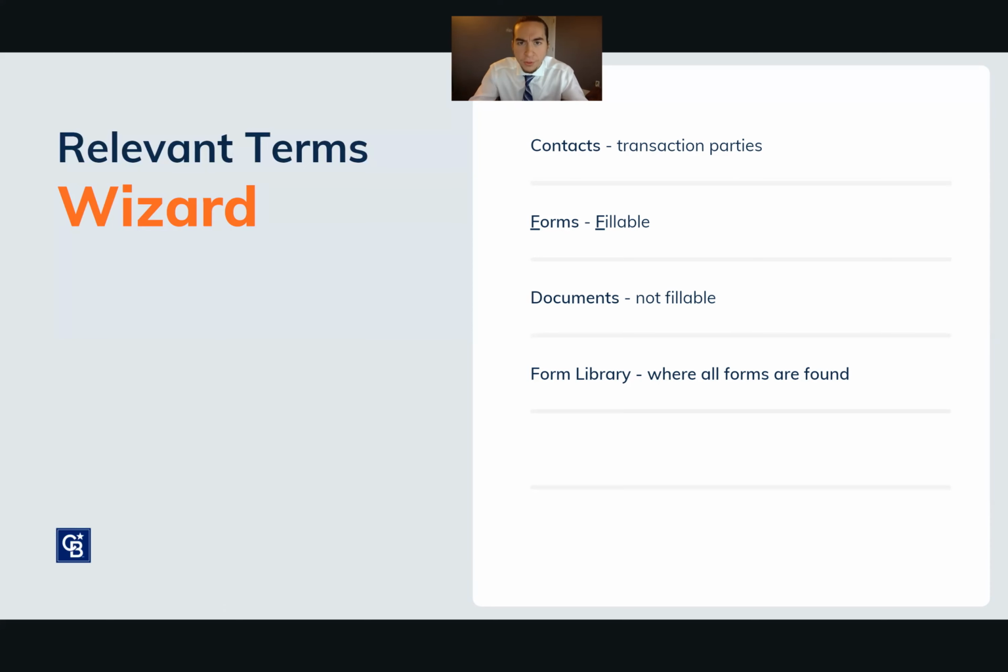I still want to have reference to it. I need to put it even in the packet, right, when I send it to the other agent, but I'm not filling it out, there's no fields on which I can just type. And there's not really a use case for that. If you think about the property condition disclosure, for example, it is something that's filled out between the seller and the seller's agent and uploaded to the MLS.